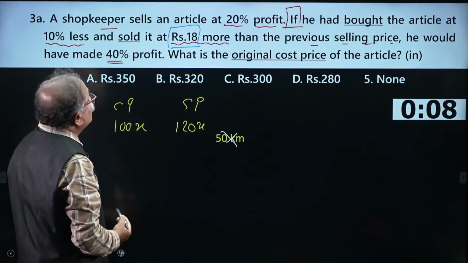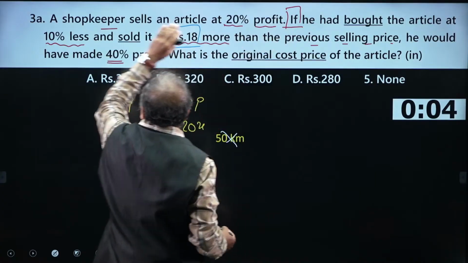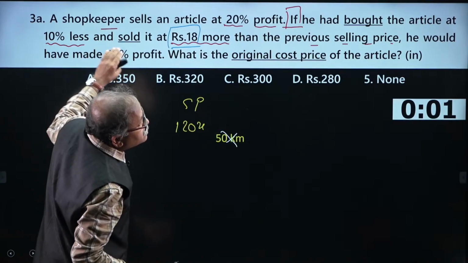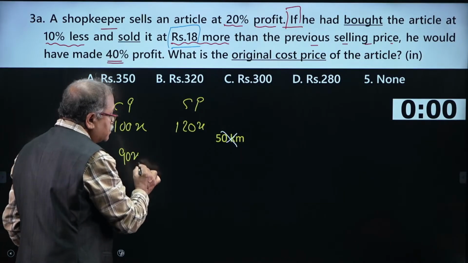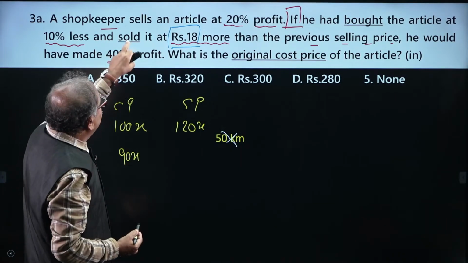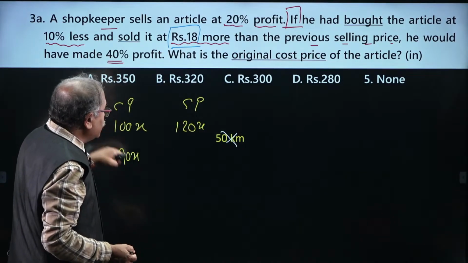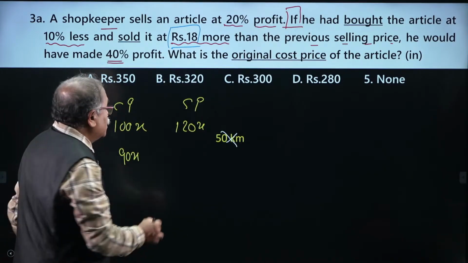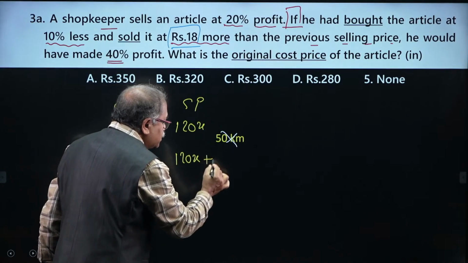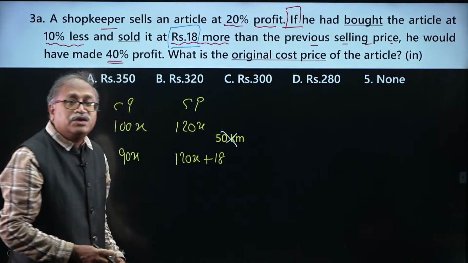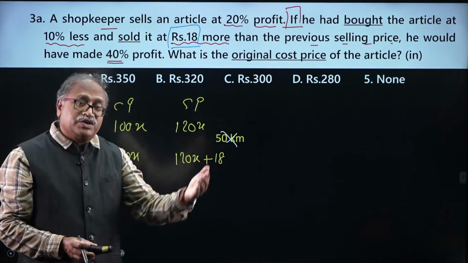Okay. Now, giving the effect of the case that if CP is 10% less, that means this will become 90x, and the selling price is 18 more. Because of this value 18, I am taking everything in the form of x. So, that is 18 more, 120x plus 18. What is 120x? The previous selling price. Now plus 18 means 18 rupees more.